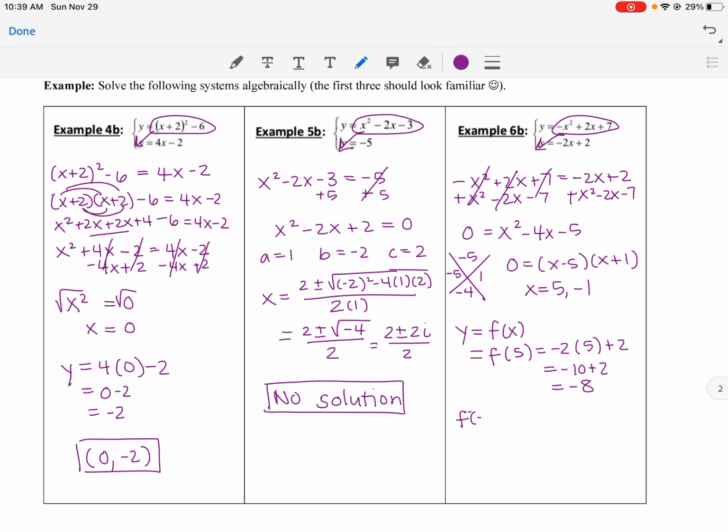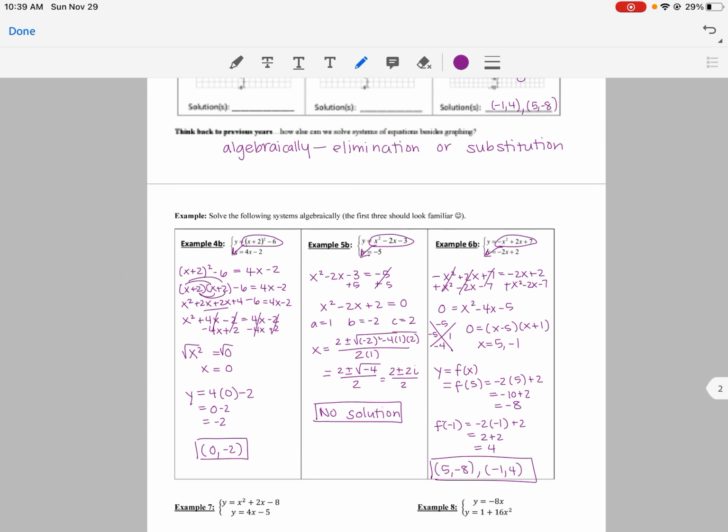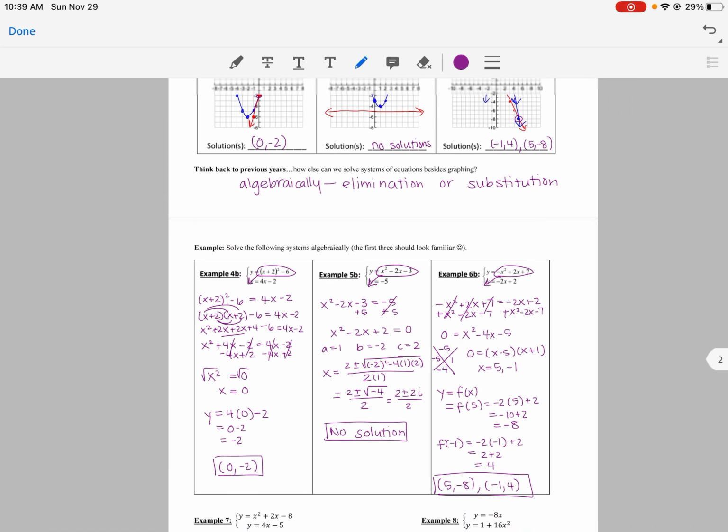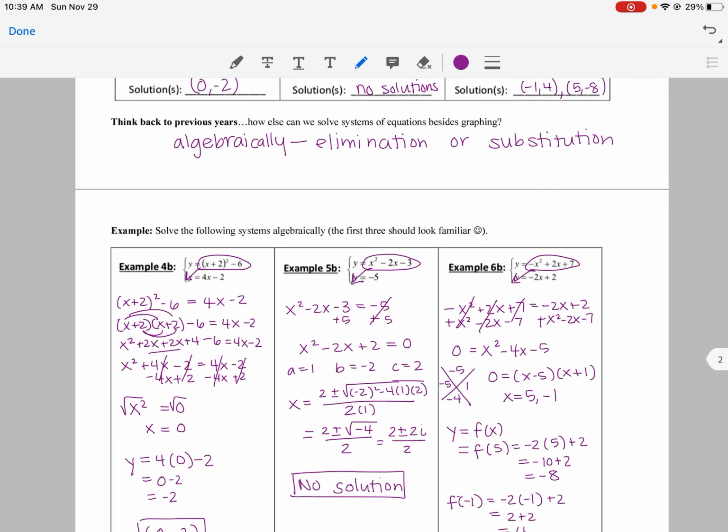Whereas when I do f of negative 1, when x is negative 1, I get negative 2 times negative 1 plus 2. So I get a positive 2 plus 2 is 4. So we have 2 points. We have (5, negative 8), those match up. The other one is when x is negative 1, y is 4. And you'll notice, it's a little hard to tell here, but these actually were the same exact problems that we graphed, so we have the same answers for these problems.